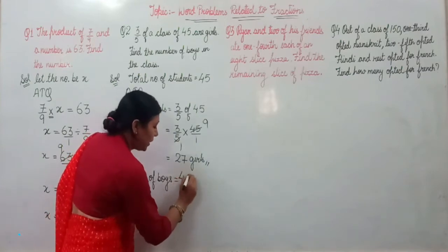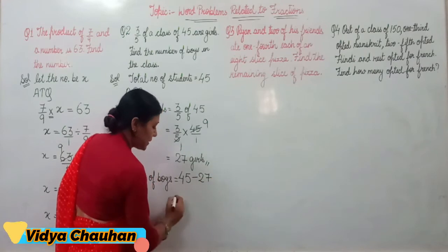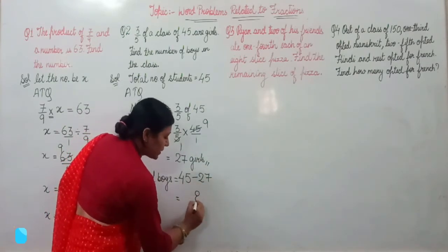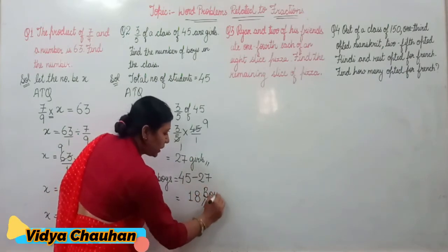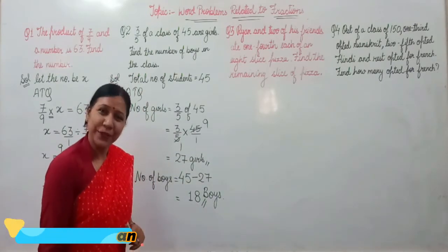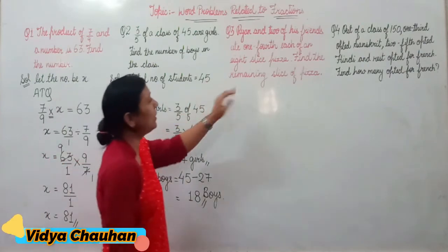So the number of boys is equal to 45 minus 27. Subtracting the value here, 15 minus 7 is 8 and 1. So that means there are a total of 18 boys in the classroom. Clear, children? I hope the second solution is also clear. Let's move to the third one.